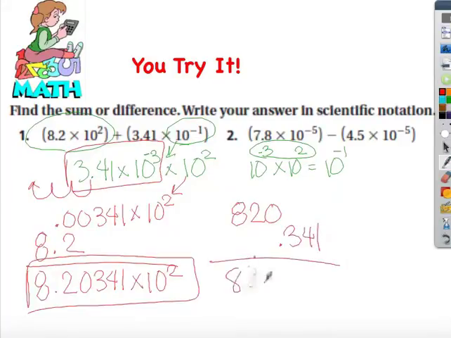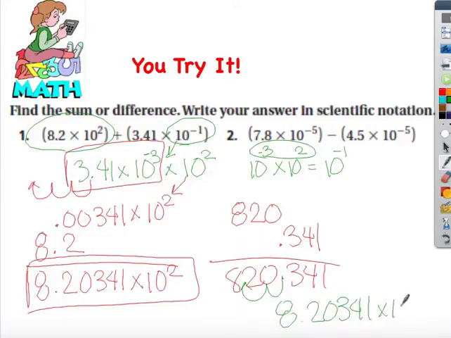If you add these two up, that is most definitely not in scientific notation. We should move our decimal 2 places to the left, and your new number would be 8.20341 times 10 to the second power, because we moved our decimal 2 places. And this way matches our original way. So just an alternate way to do it, or a way to check your work.